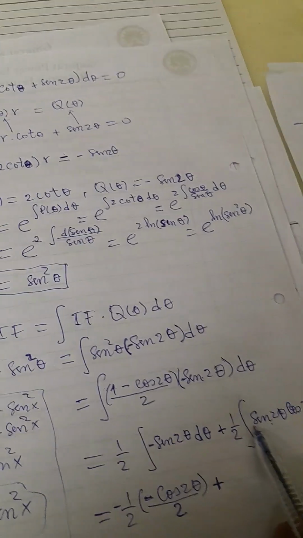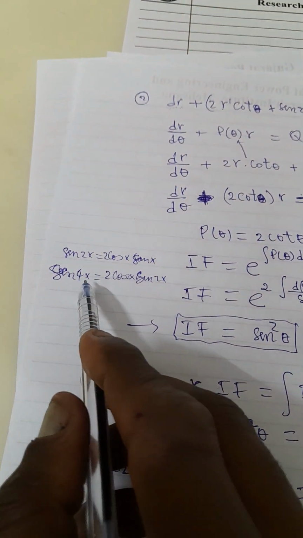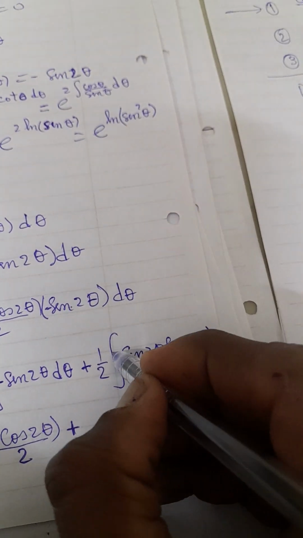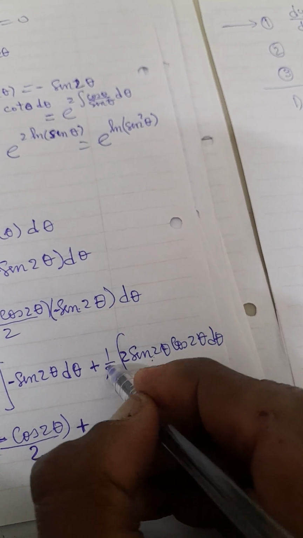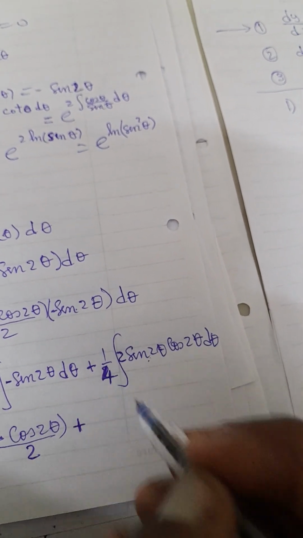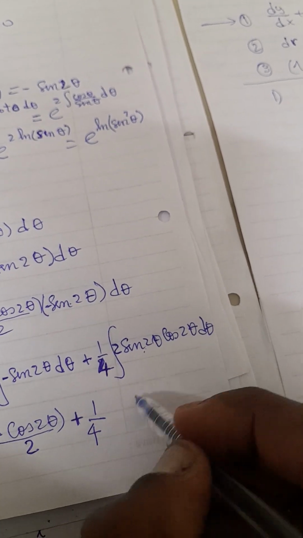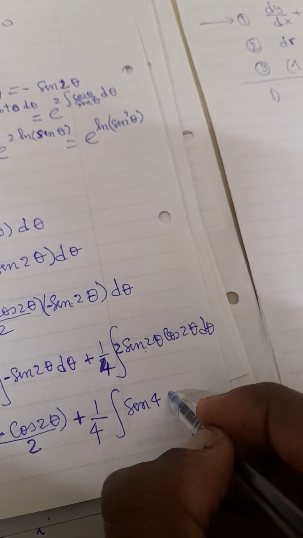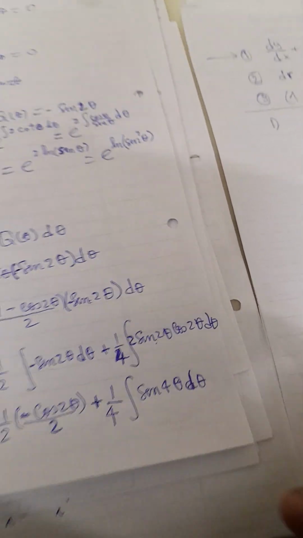So this is almost equal to sin of 4x, but what is missing here? Here it's missing 2. Put 2 here and take 2. So if you take 2 here, it will be 4. So you get 1 by 4. And here it is the integral of sin of 4 theta d theta.